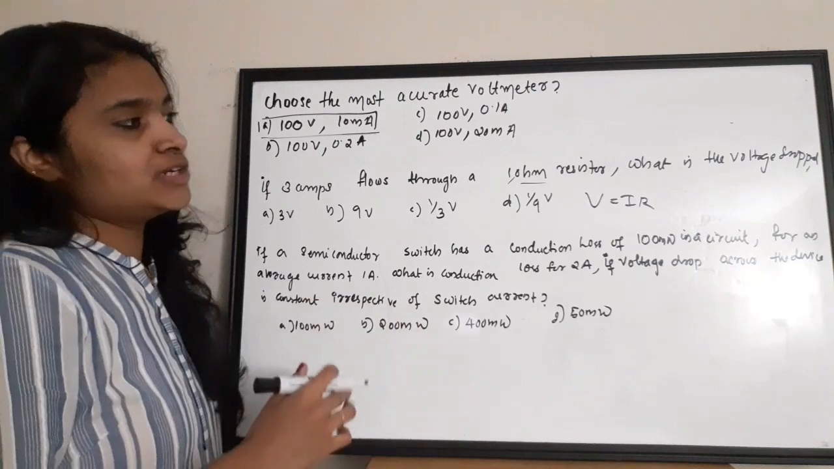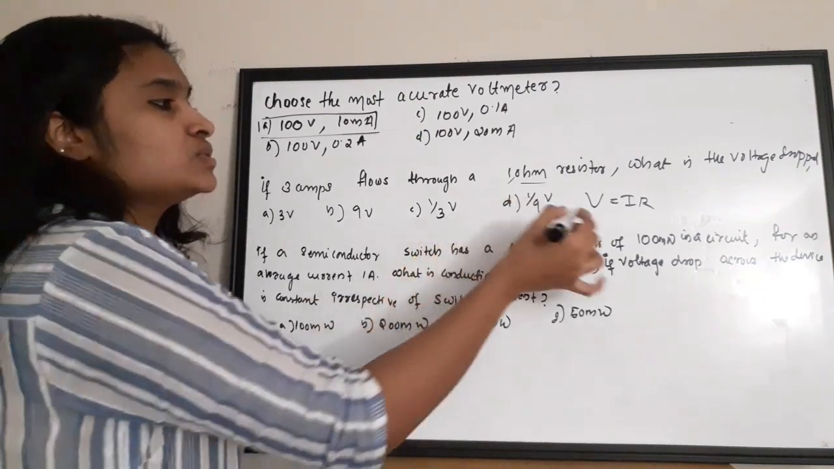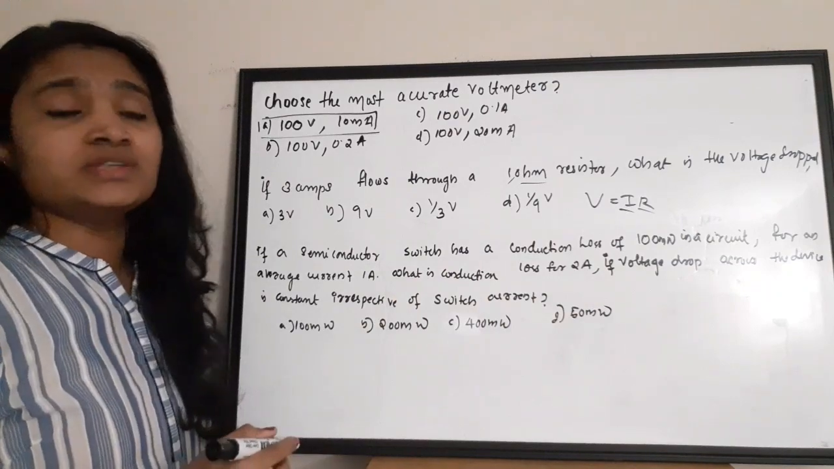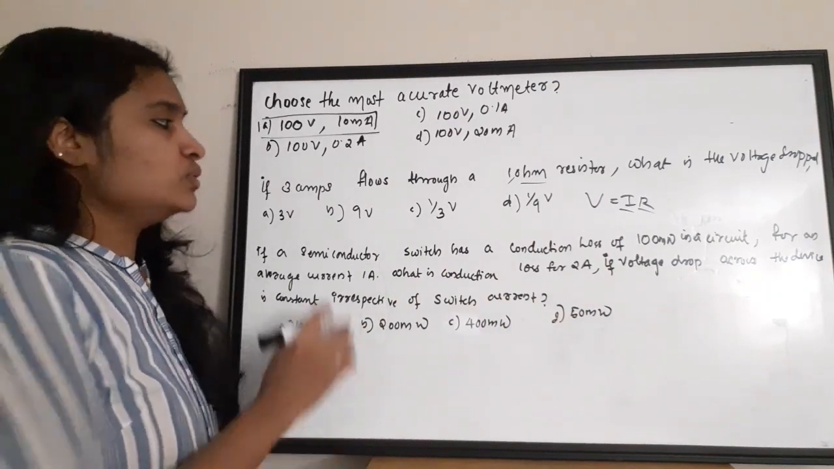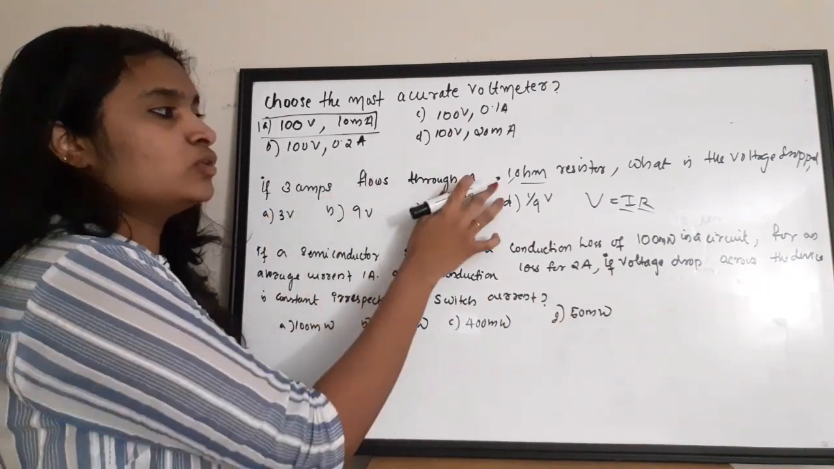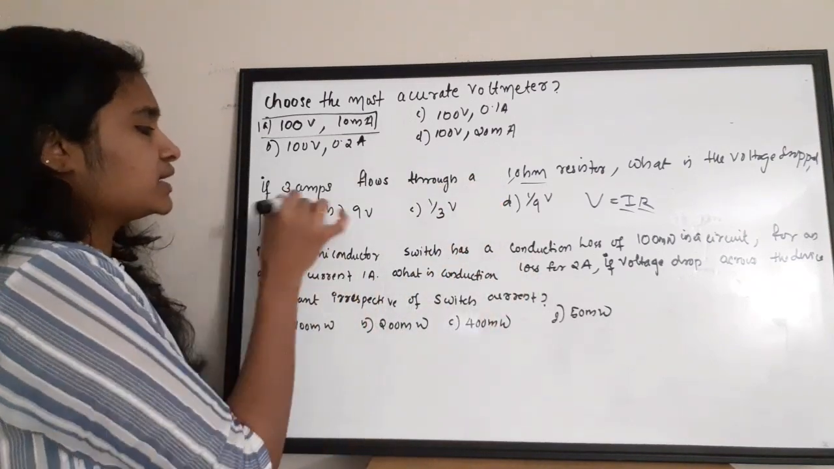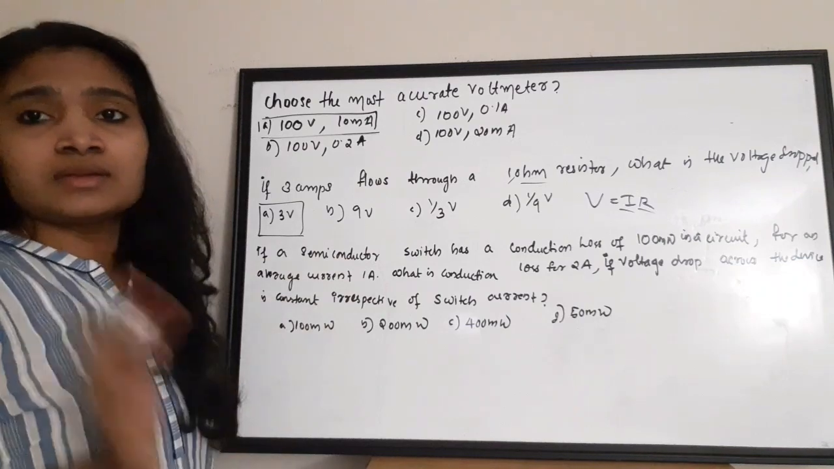This is simply an application of Ohm's law. If R is the value of resistance and I is the current flowing through it, then the voltage V is equal to IR. So 3 amps flowing through 1 ohm means 3 into 1 is equal to 3 volt. The correct answer here is A, which is 3 volt.